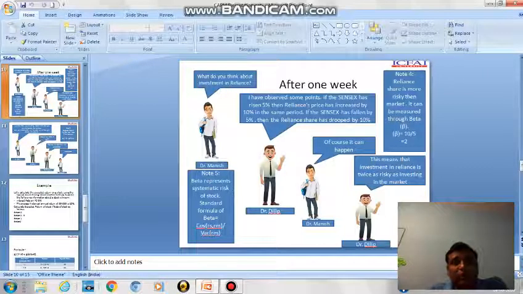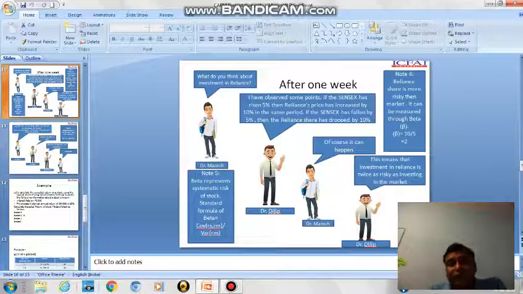Dr. Manish asked, what do you think about investment in Reliance? Then Dr. Dilip observed and studied some data related to the market and Reliance industry and shared his experience with Dr. Manish. He told, I have observed some points. If the Sensex has risen 5%, Reliance price has increased by 10% in the same period. If the Sensex has fallen by 5%, the Reliance shares have dropped by 10%. Then Dr. Manish said, of course, it can happen.